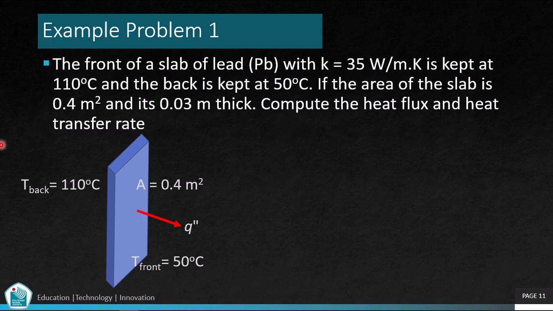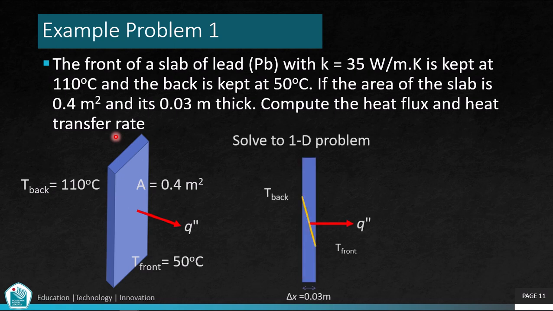So this problem we can simplify into a one-dimensional slab. We don't need to calculate in three dimensions, so we can solve it as a one-dimensional problem. We just look in this direction. This is the thickness, 0.03, and the yellow line here means the temperature gradient.